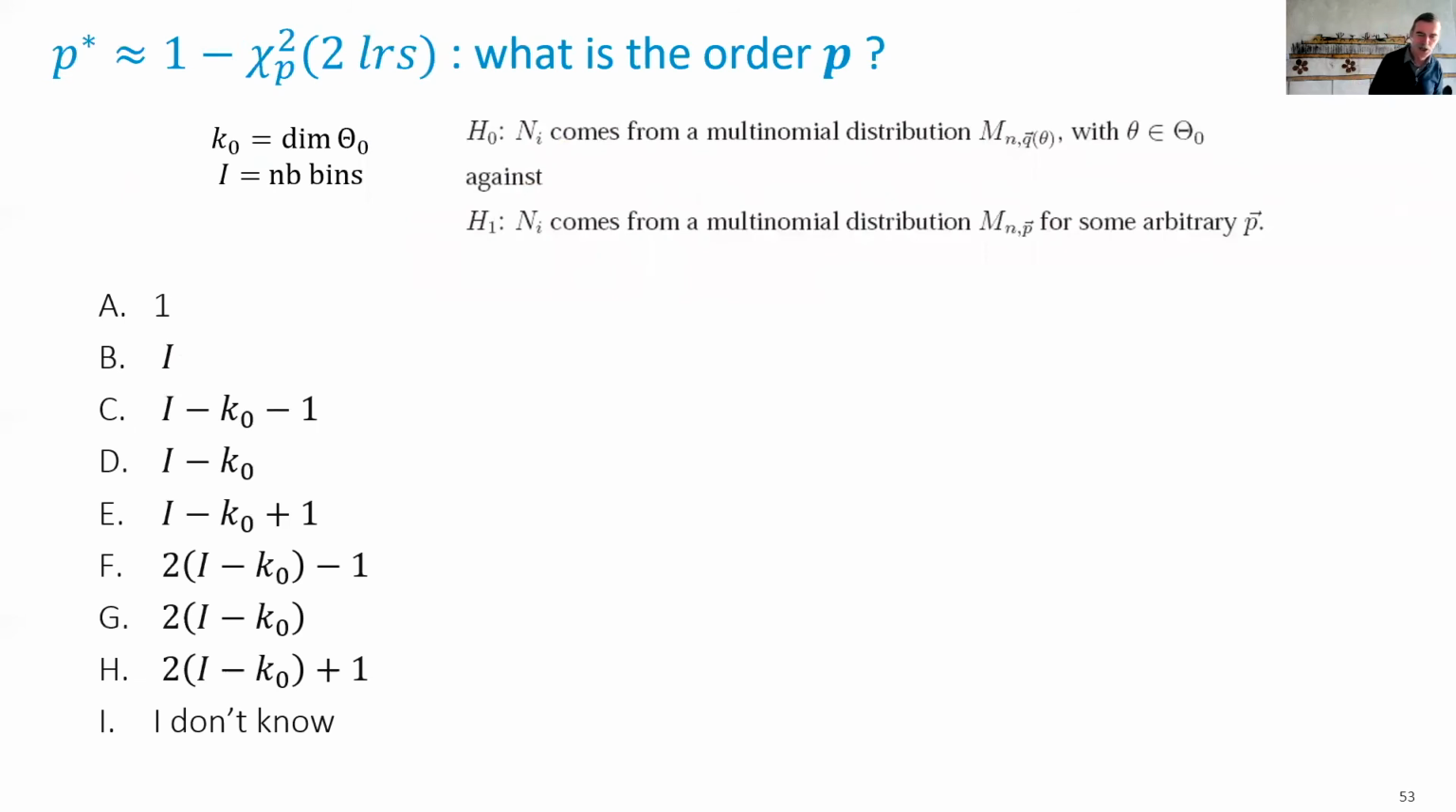By the way, when I did this, what was the value of the integer p that I had to take here? In general, I'm using this notation here. I'm doing a composite goodness of fit test where I have k0 dimensions for the parameters that corresponds to the null hypothesis, and I is the number of bins.